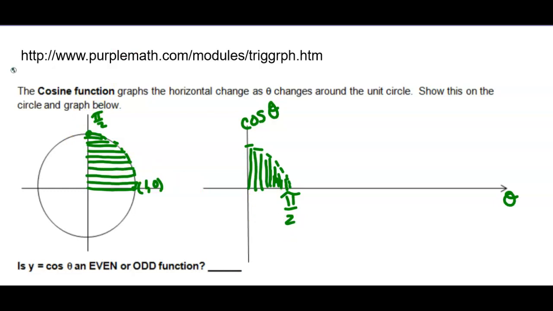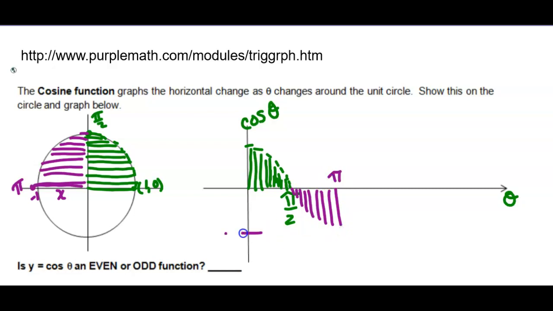Now, when you move into the next quadrant here, x is going to the left, so the cosine is negative. We're going more and more negative until at pi we're all the way down to -1.